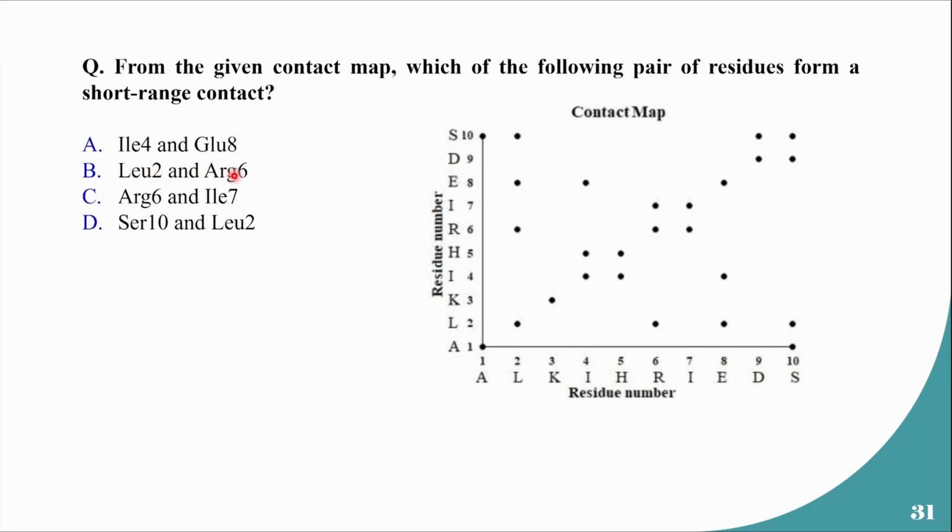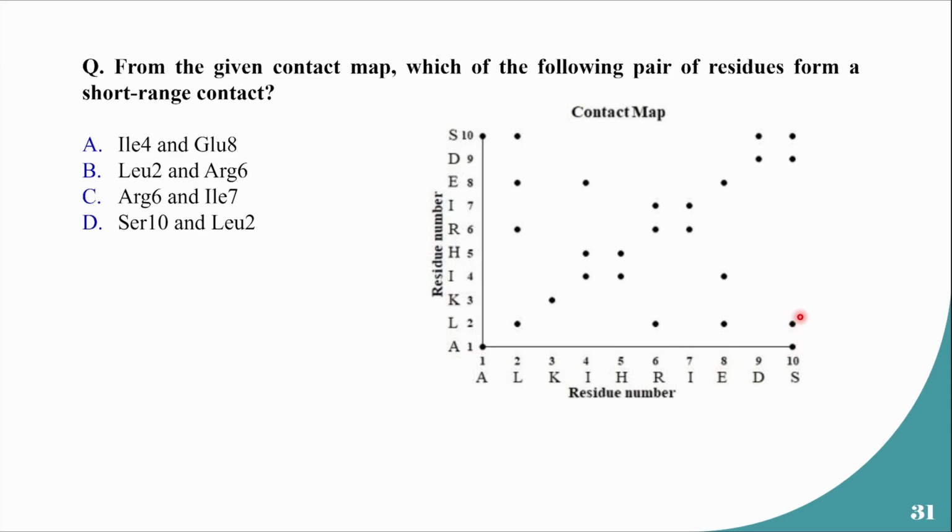Then leucine 2 and arginine 6: leucine 2 is this position that I'm highlighting, and arginine 6 seems to be this one. It also has a dot, so there is a contact. Arginine 6 and isoleucine 7: arginine 6 is here, isoleucine 7 is also here, so there is also a dot here. And then serine 10 and leucine 2: serine 10 is here.